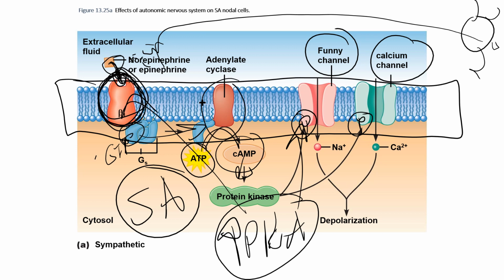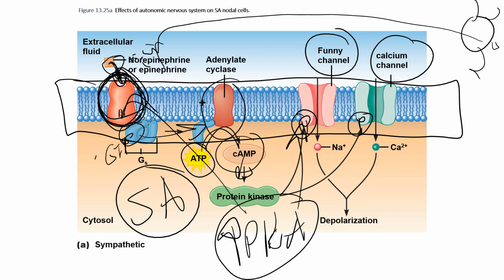There are funny channels that don't open up, let's say, until the SA node fiber were to get to -61 or -62 or -63. Not all the funny channels open up at -60. That's the point. You're going to see why that's necessary in a moment, I promise, when we get to the parasympathetic nervous system. But not all funny channels open up at -60. Actually, some of them start opening up at like -58, -59. Most of them are going to open up around -60, but some don't open up until the interior becomes even more negative than that.